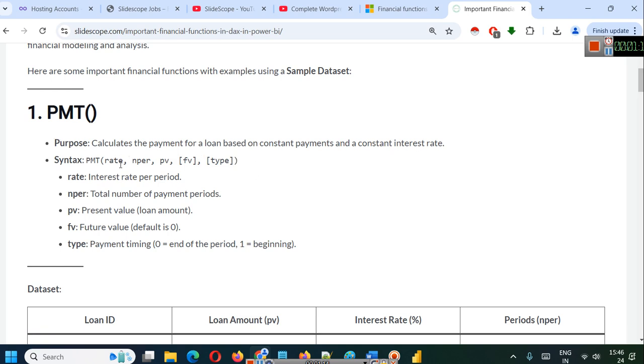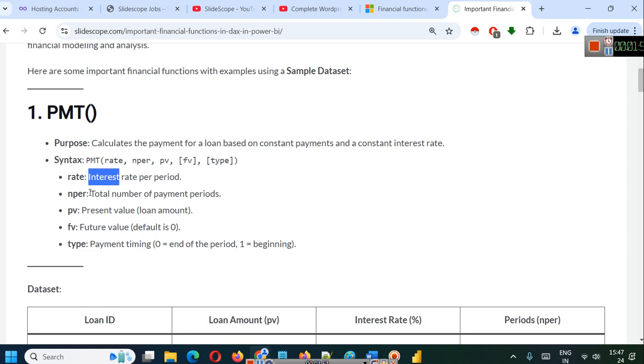So PMT has three main parameters here: rate, NPER, and PV, and two optional. Rate is the interest rate per period. PMT calculates the payment for a loan based on constant payments and a constant interest rate. So if we have a constant interest rate and we are making constant payments, then it will calculate the payment for a loan.